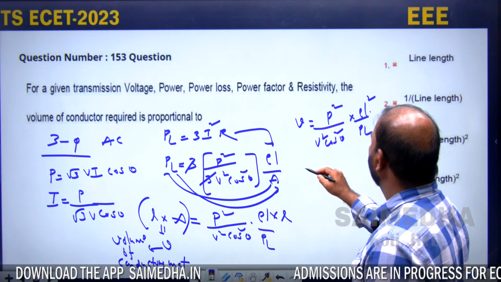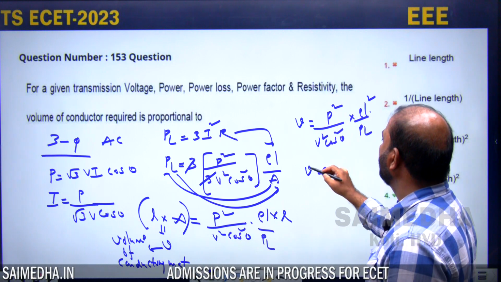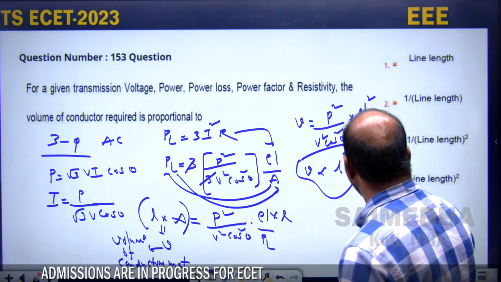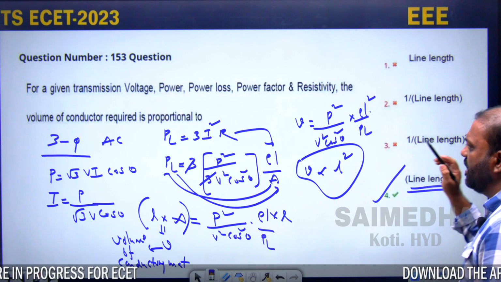So if all other parameters are kept constant, the volume of the conductor material is directly proportional to the square of the length of the line. So V is proportional to line length square, which is clearly mentioned in option 4. Option 4 is the right answer.